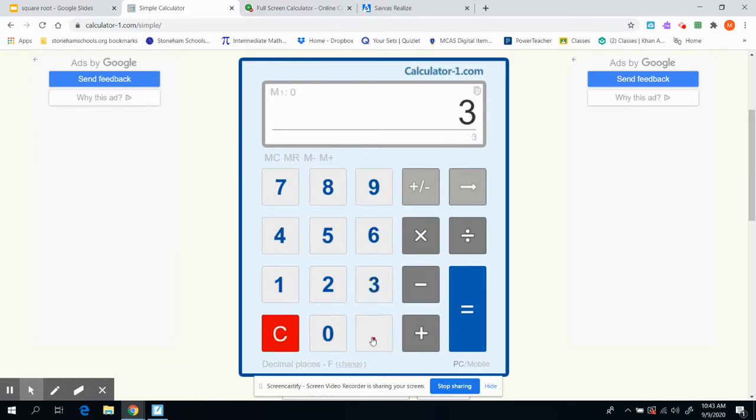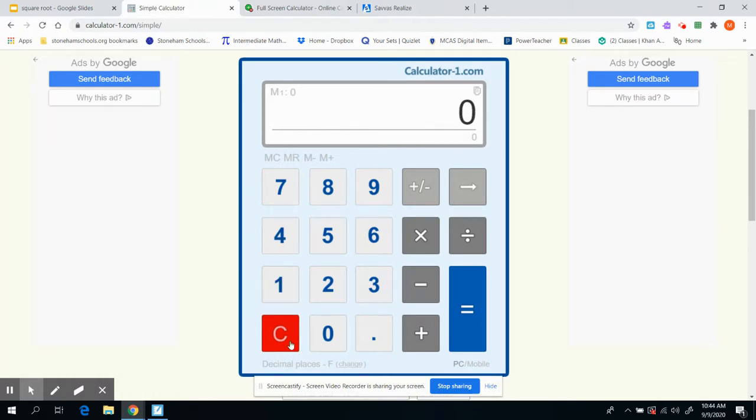10 is close to 9, so let's try 3.1. 3.1 times 3.1 equals, well, it's closer to 10, but I want something that equals 10. I might need 2 decimal places. All right, let's try 3.16 times 3.16, just kind of estimating here. Ooh, that's really close, 9.98. That rounds to 10, but I want it to equal 10.